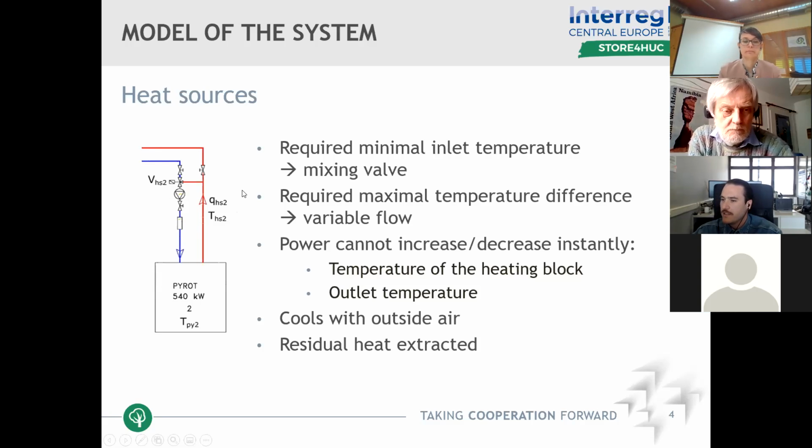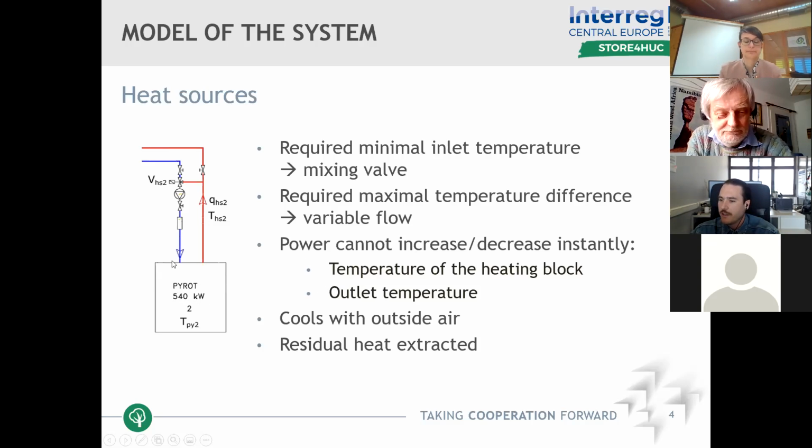Okay, so besides temperatures in the tank, we also model temperatures in the boiler, two temperatures for each of the boilers. The first one is the temperature of the heating block. So it would be like the temperature of the steel inside of the actual boiler that is being heated by the biomass. And the other one is the outlet temperature, so the temperature of the water coming out. The main reason we did this is because the boiler cannot heat up immediately.